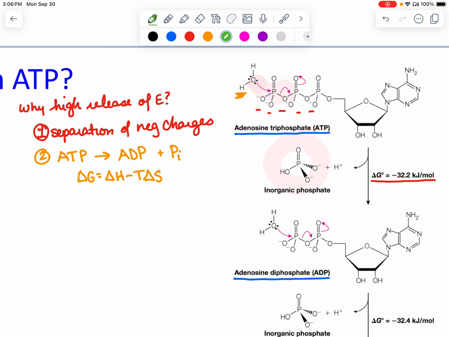And then a third thing we can look at is this phosphate. When the phosphate is separated, there is more resonance, which is stabilizing. So stabilizing, lower energy, so some of that energy is given off. So there's several things going on here to give us a lot of energy from this ATP.